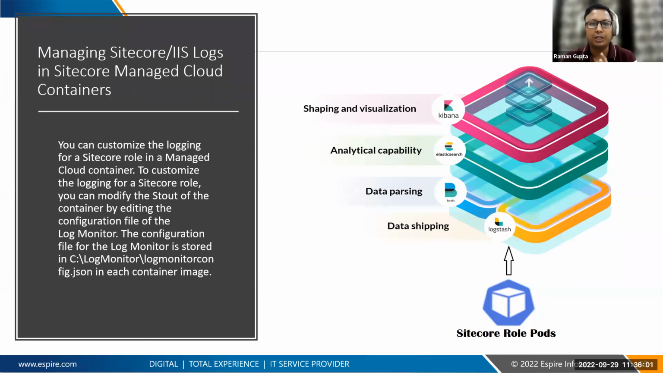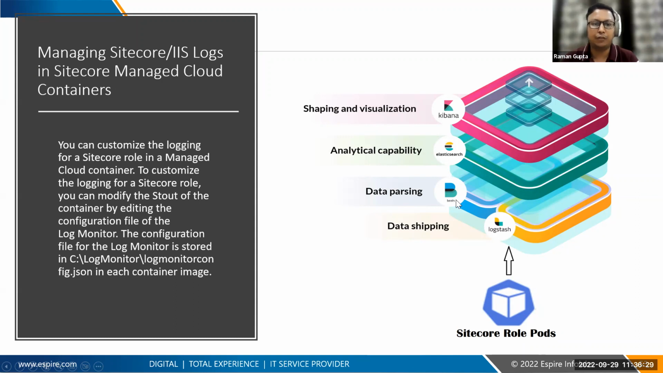So Sitecore Managed Cloud Container uses an ELK stack, which is an acronym used to describe a stack that comprises three popular projects: Elasticsearch, Logstash, and Kibana. ELK is used to collect and aggregate the log files that are output by various containers in the Kubernetes cluster. Later they acquired Beats, and that was also added to the group.